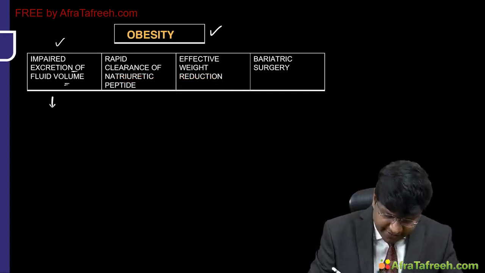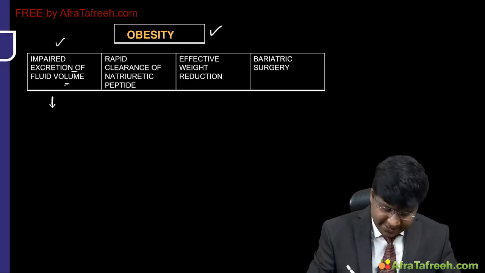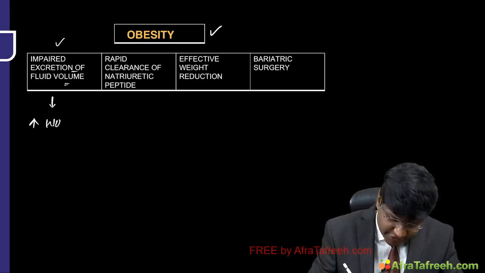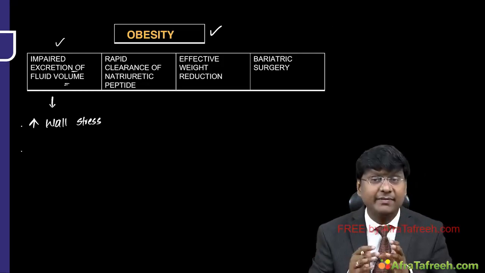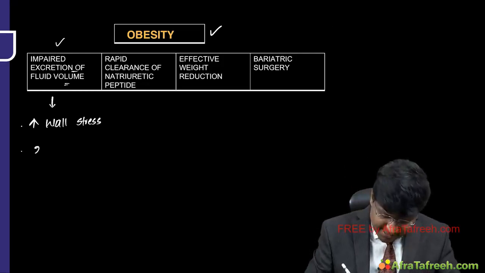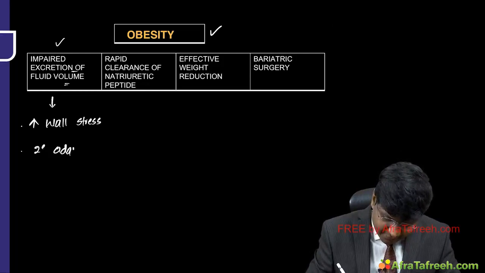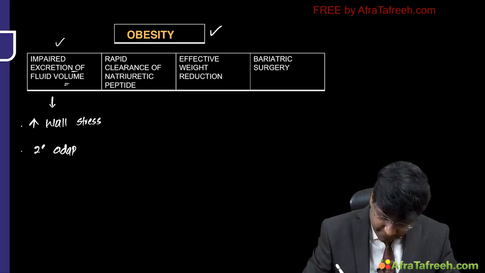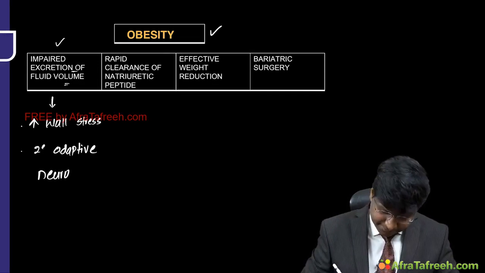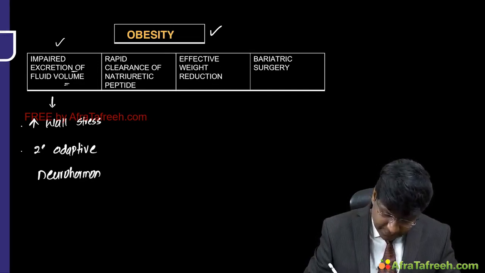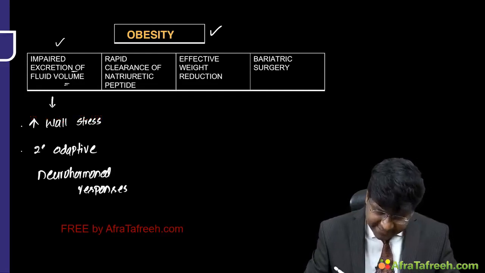So, because of this impaired excretion of the fluid volume, there will be increased wall stress, and there will also be secondary adaptive neurohormonal responses. This is what will make the individual develop dilated cardiomyopathy.